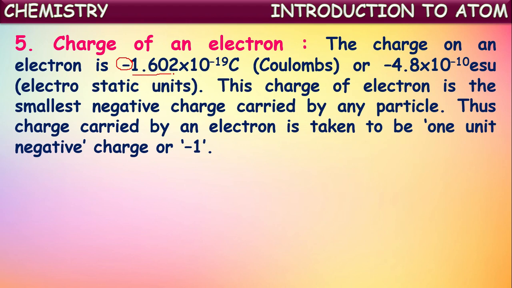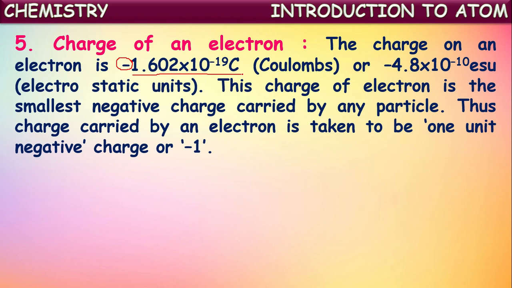Each electron carries this much amount of charge, equal to 1.602 into 10 to the power of minus 19 coulombs, which is also equal to minus 4.8 into 10 to the power of minus 10 electrostatic units, simply we say ESU. This charge of electron is the smallest negative charge carried by any particle. This is the smallest unit of charge actually.